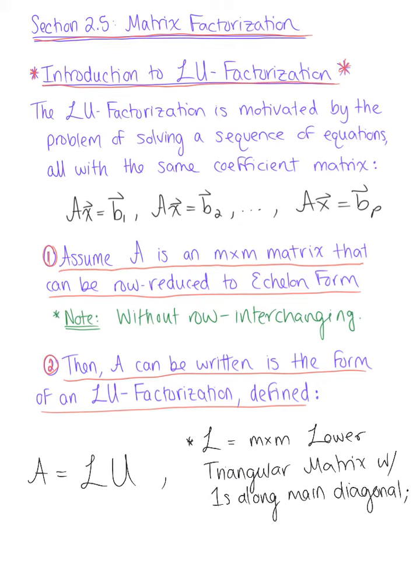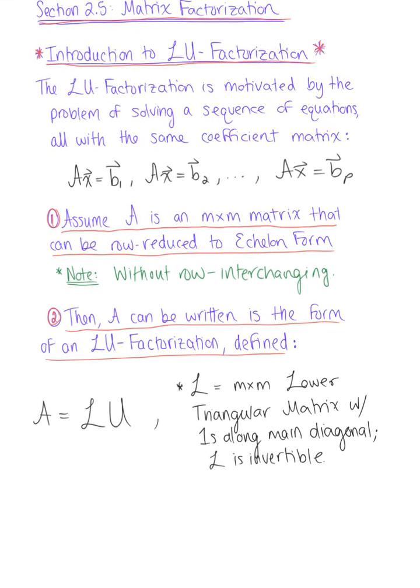We also want to make a little love note here to ourselves that L is invertible or singular. And then we also have that matrix U is an m by n upper triangular matrix. And this is in echelon form.